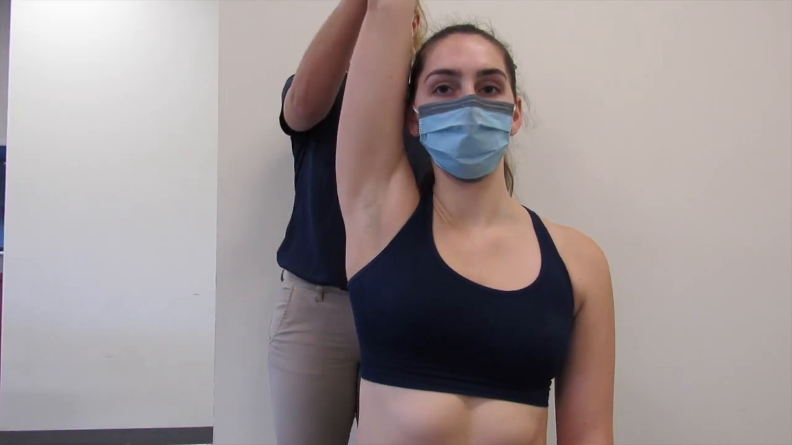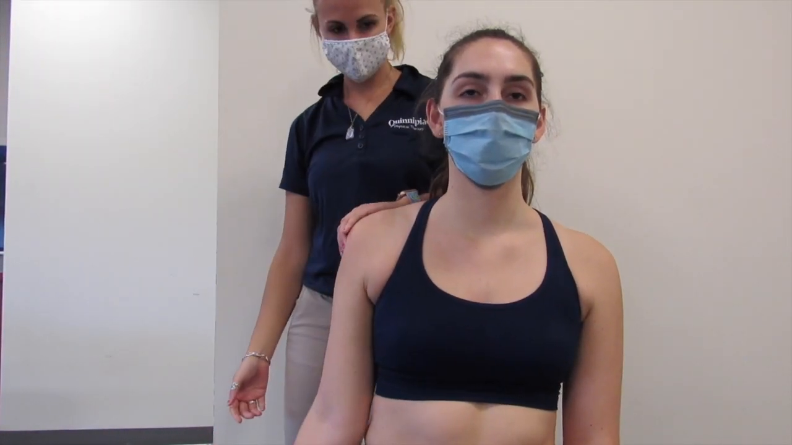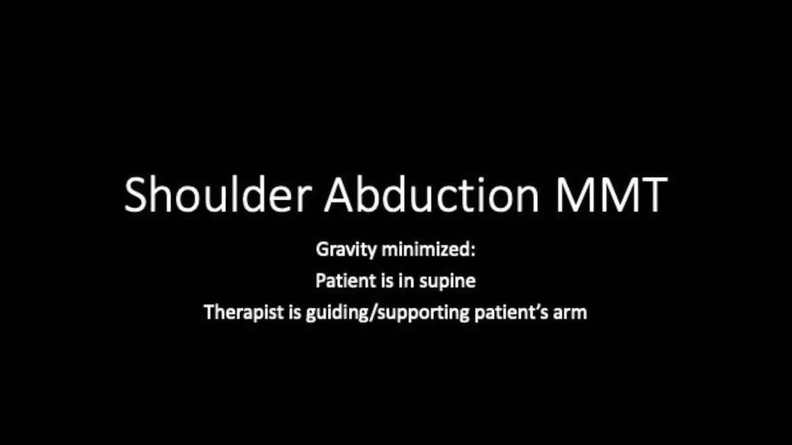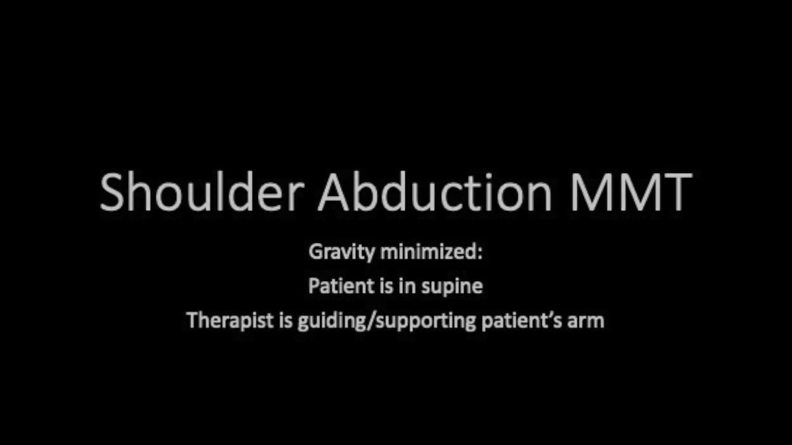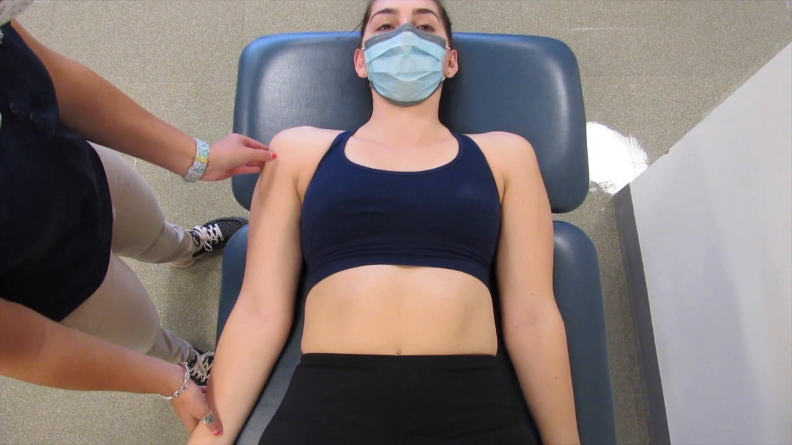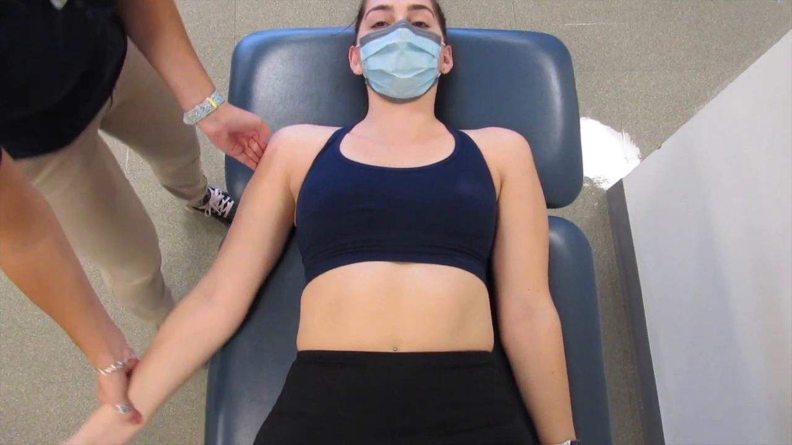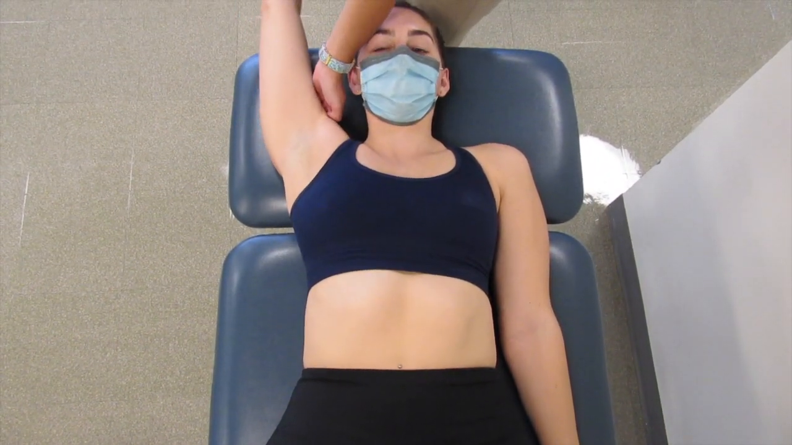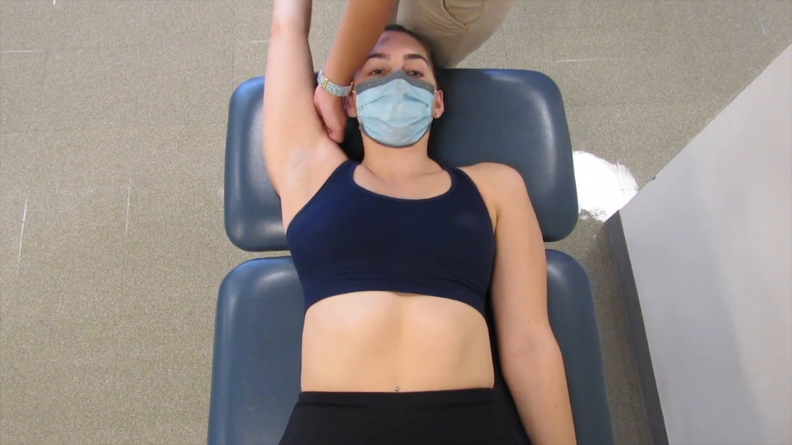If the patient is unable to complete full active range of motion, testing should continue in a gravity minimized position. The gravity minimized position for shoulder abduction is supine. The process is the same as the first position, but the therapist is now supporting the weight of the patient's arm while the patient completes the motion.